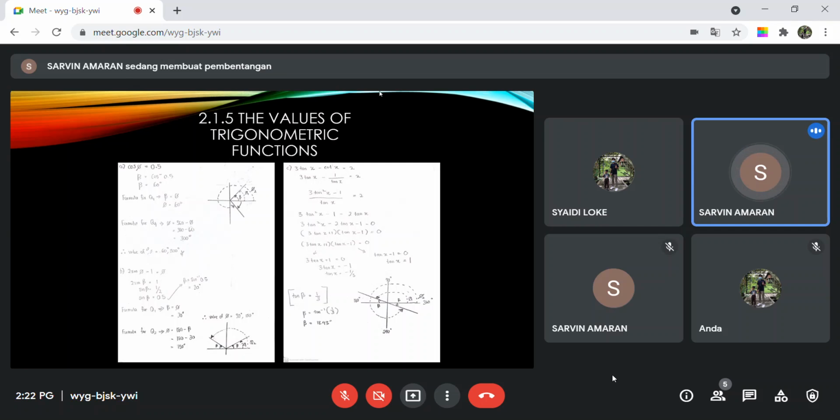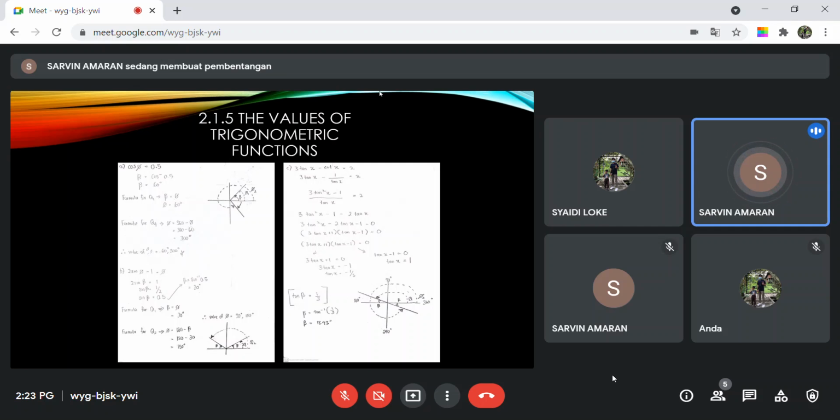So like I said, it is sin. So which quadrants are positive? In quadrant 1, and in quadrant 2, S is positive. So quadrant 1 and quadrant 2. So you need to find the angles.